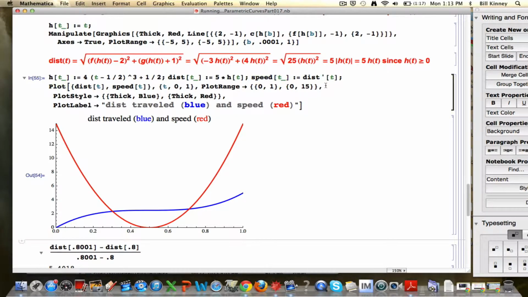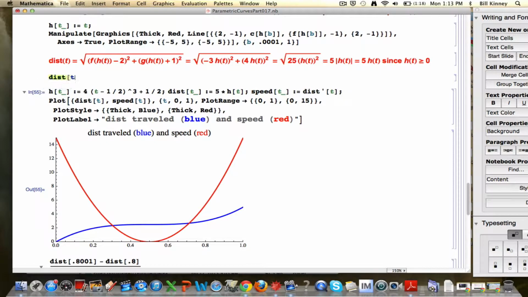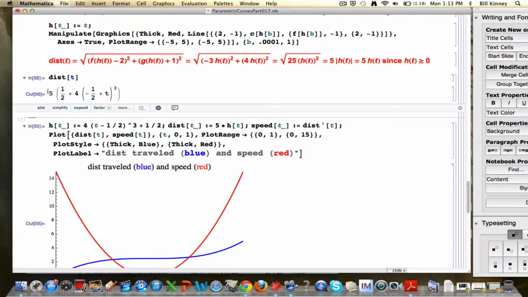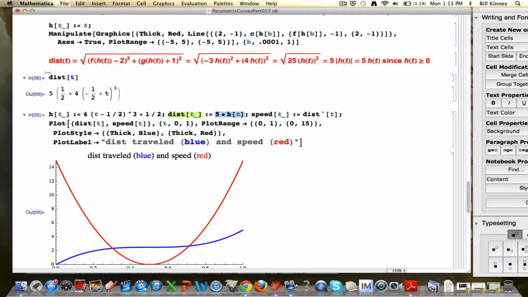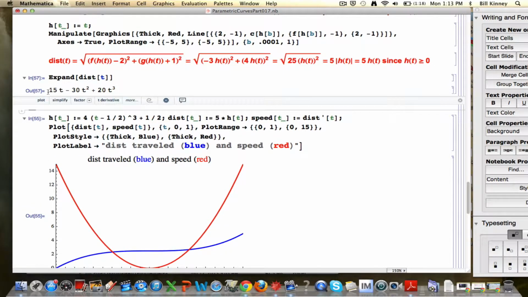The thing I want to emphasize here, well, one thing is that these functions, the distance traveled and the speed function, do have formulas. For example, what's the formula for the distance traveled function? It's, well, look at that. How about that? 5 times h of t, just like it should be, because it's 5 times h of t. It might be nice to multiply the 5 through the parentheses to distribute it through, and perhaps even expand this cubic here. Expand does that. There's a simplified formula for the distance traveled function for this particular h of t.